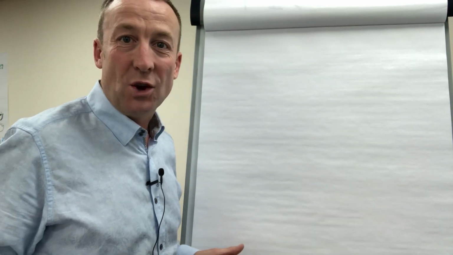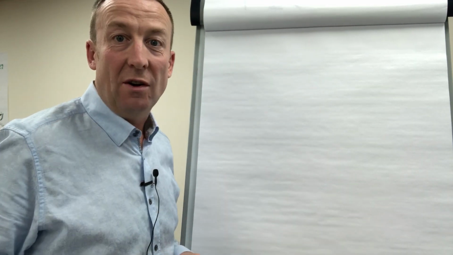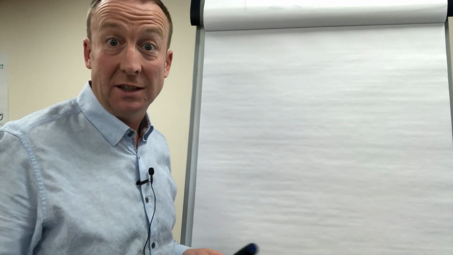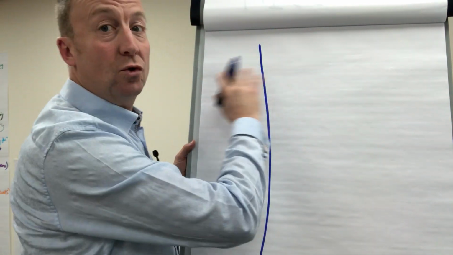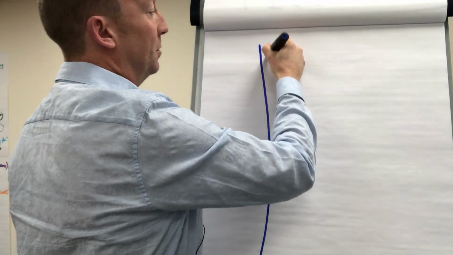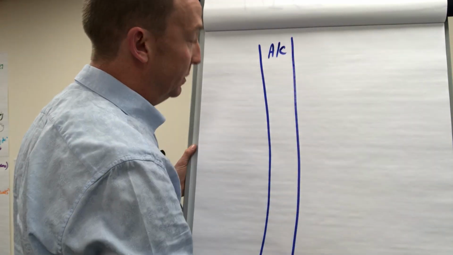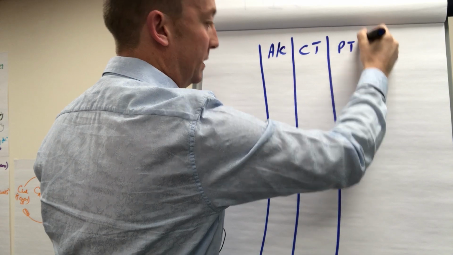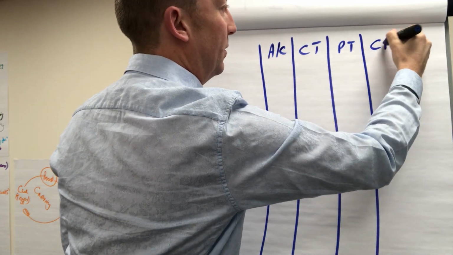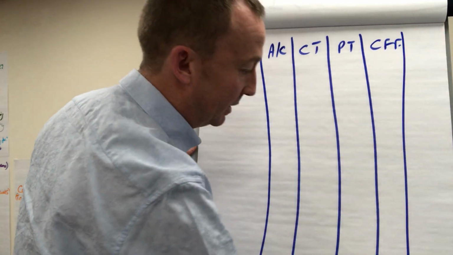Hello, this is just a quick down and dirty version of a WOO chart, or what some people call the magic matrix. So this is how it works. Basically what you do is list across the top the products that you're providing. So I don't know, accounts, corporation tax, personal tax, cash flow forecasts, etc.